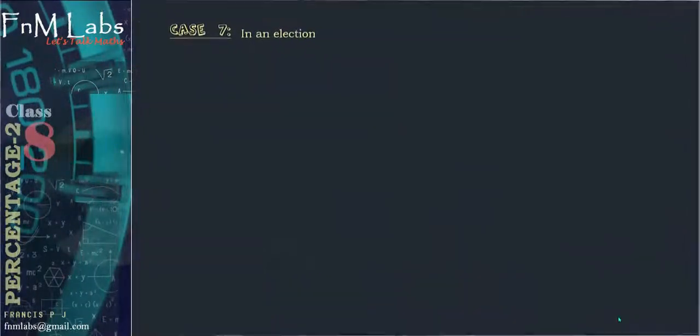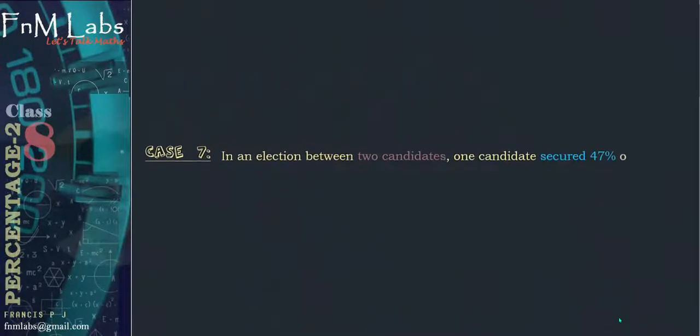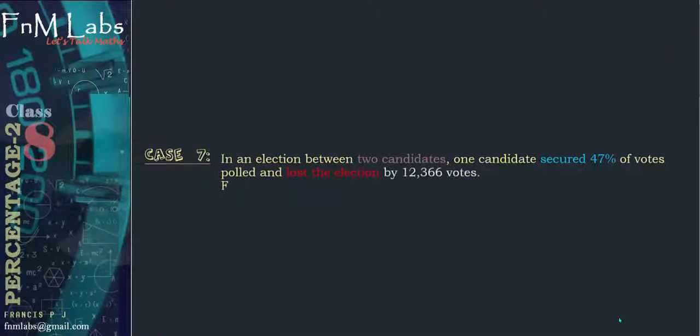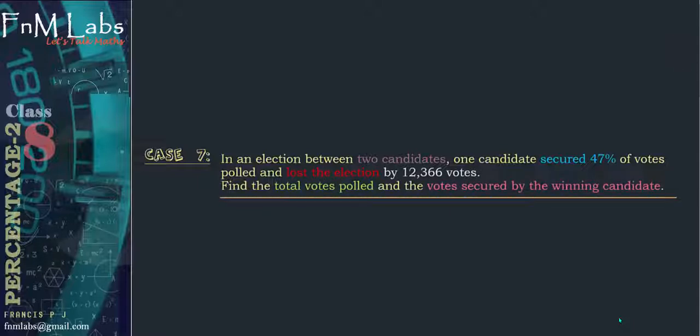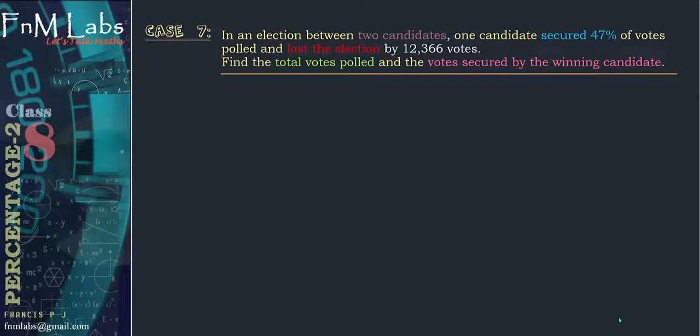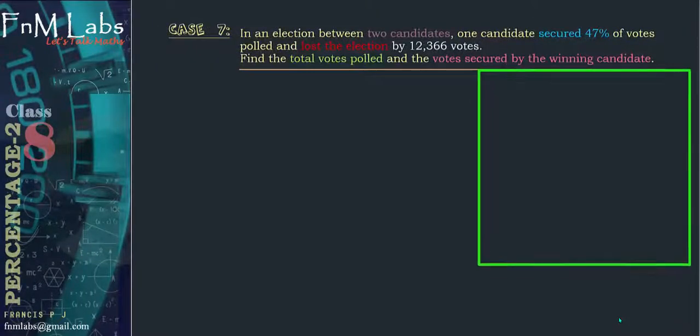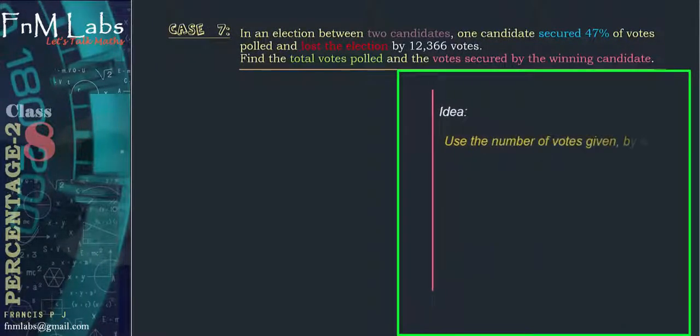Case number 7. In an election between two candidates, one candidate secured 47% of votes polled and lost the election by 12,366 votes. Find the total votes polled and the votes secured by the winning candidate. Here, the idea is, in order to get the required votes, we can make use of the votes by which he failed, which is given.